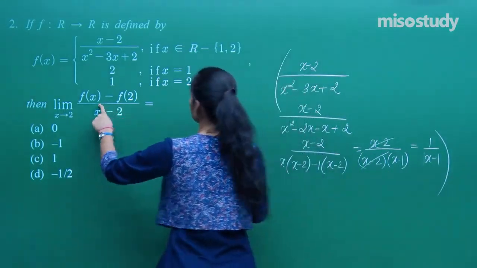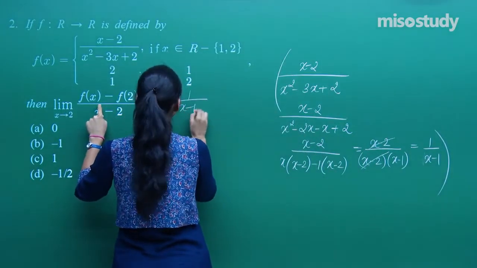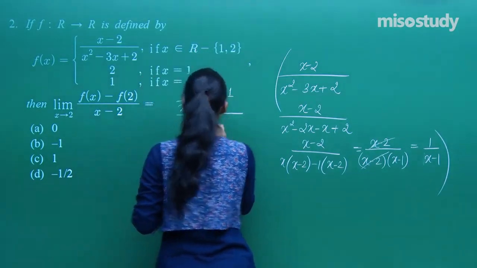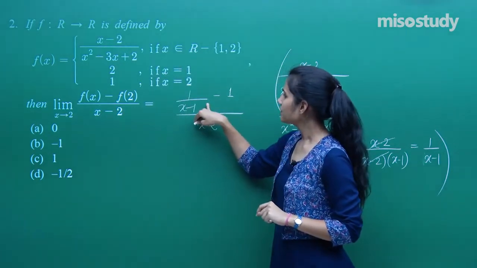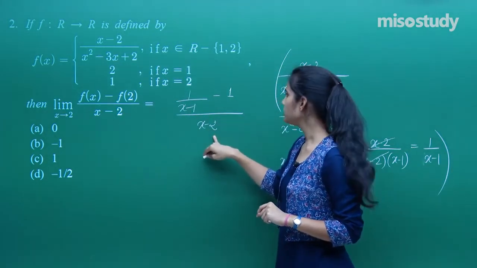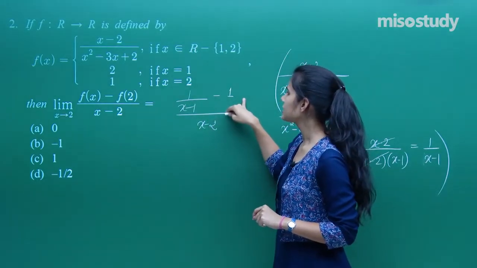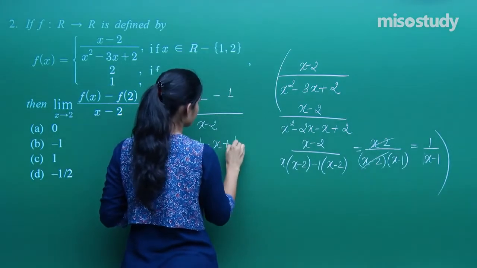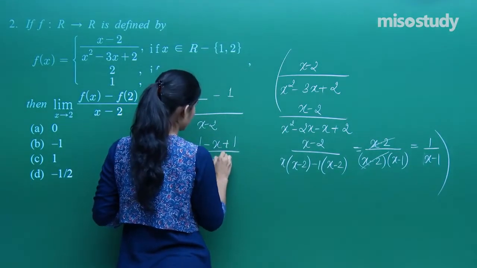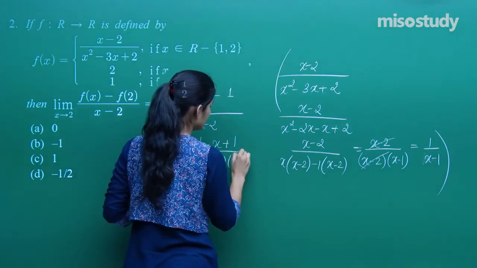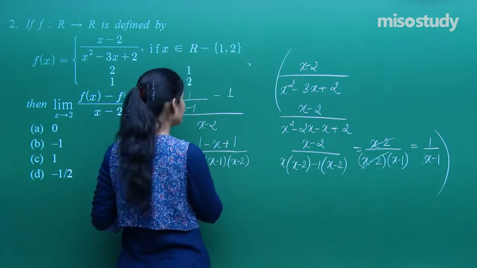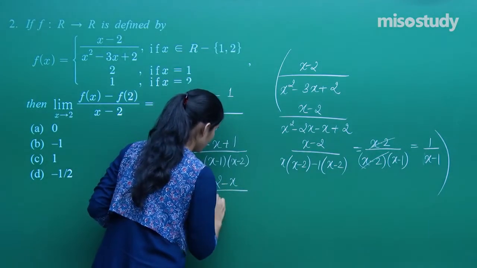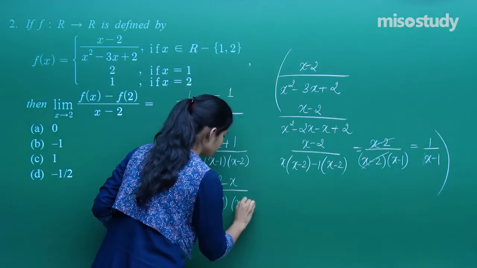Now plug in place of x over here. So this is 1 upon x minus 1 minus f of 2. F of 2 is 1 whole upon x minus 2. 1 upon x minus 1 minus 1 whole upon x minus 2. So what you get is 1 minus x minus 1, or I should write 1 minus x minus minus plus 1 whole upon x minus 1 into x minus 2. So this becomes what? This is 1 minus x plus 1. So this becomes 2 minus x whole upon x minus 1 into x minus 2.